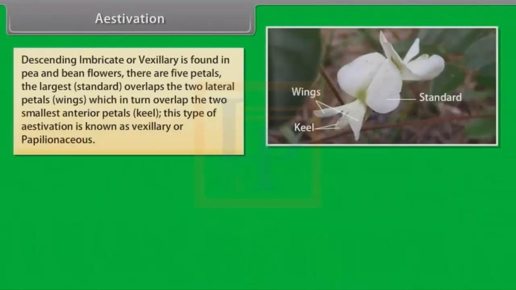Descending imbricate, or vexillary, is found in pea and bean flowers. There are 5 petals. The largest, the standard, overlaps the 2 lateral petals, the wings, which in turn overlap the 2 smallest anterior petals, the keel. This type of estivation is known as vexillary or papilionaceous.